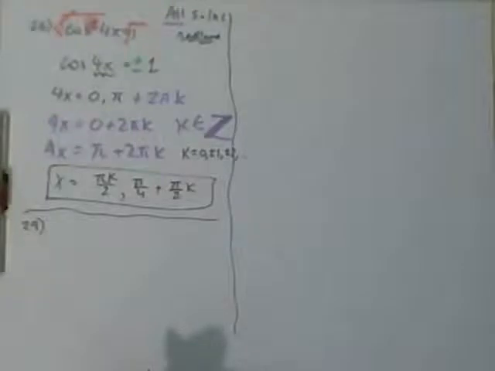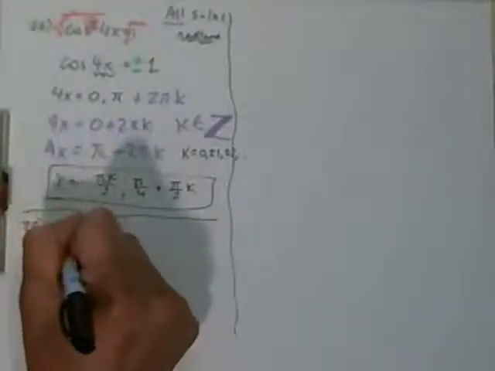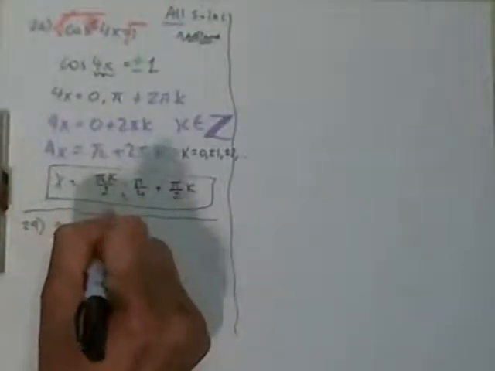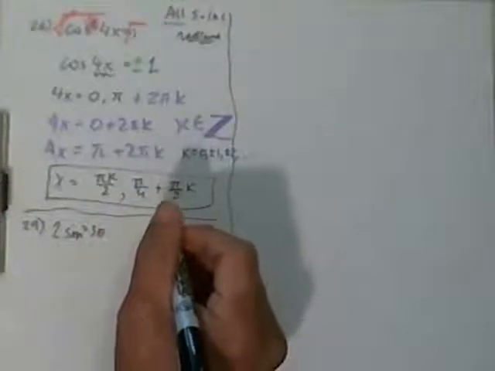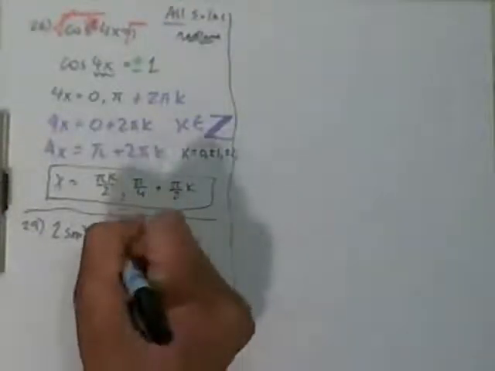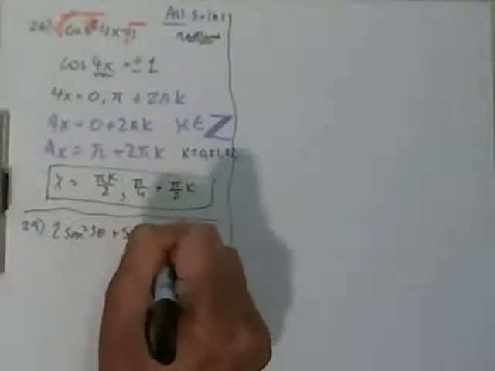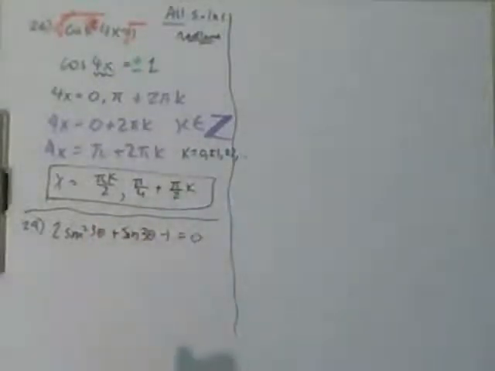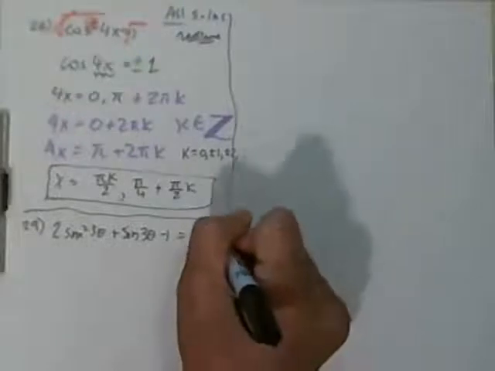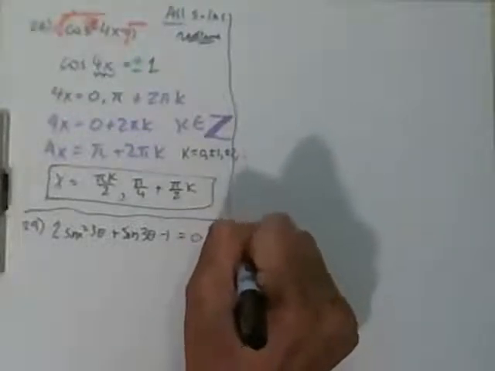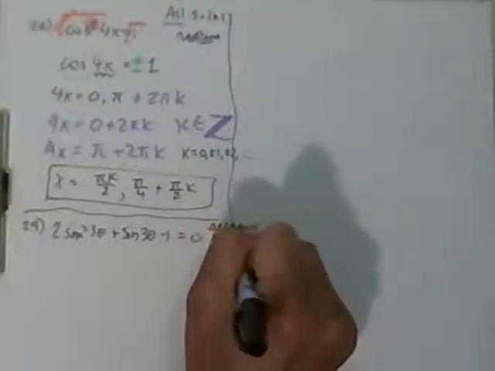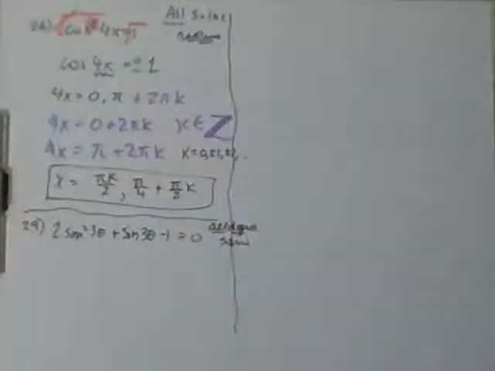Two sine squared 3 theta plus sine of 3 theta minus 1 is equal to 0. Find all degree solutions. That's going to be pretty easy. We can check it in the back just as reference.